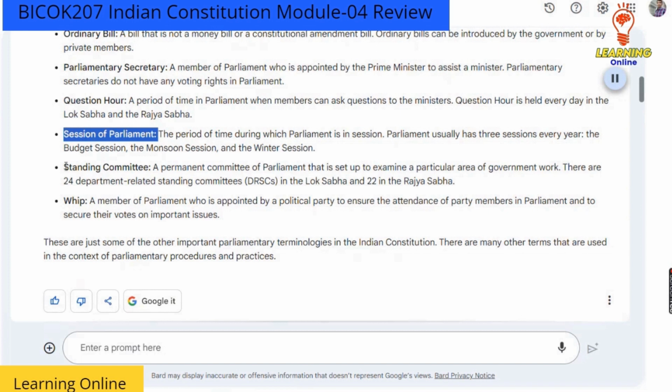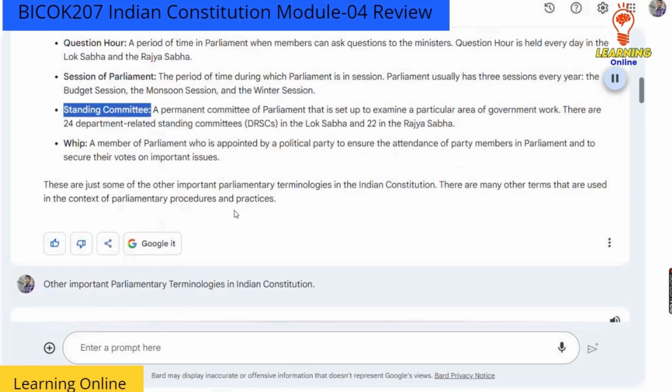Parliament usually has 3 sessions every year: the budget session, the monsoon session, and the winter session. Standing Committee, a permanent committee of Parliament that is set up to examine a particular area of government work. There are 24 department-related standing committees, DRSCs, in the Lok Sabha and 22 in the Rajya Sabha.